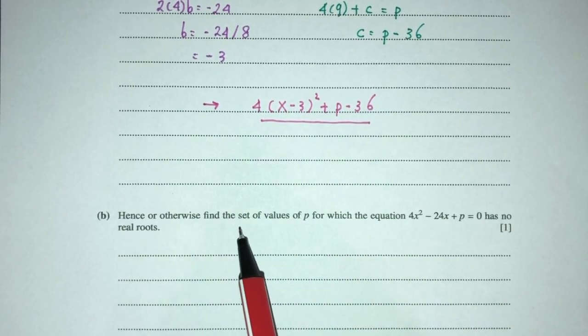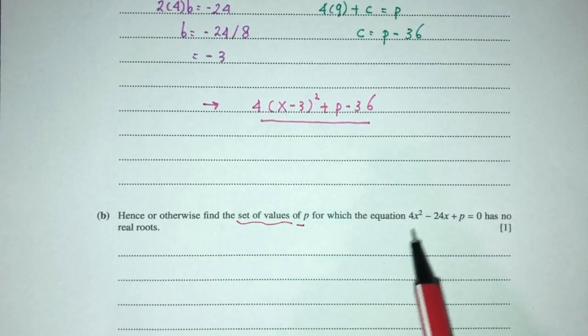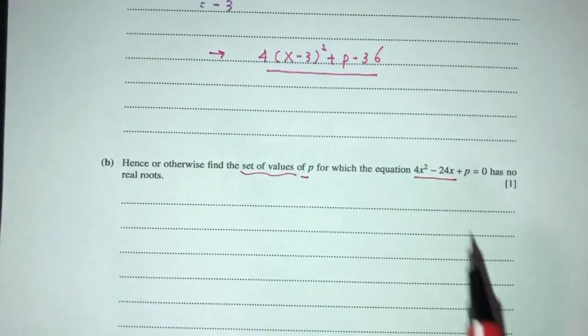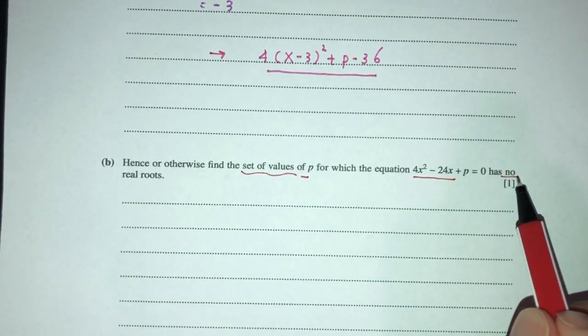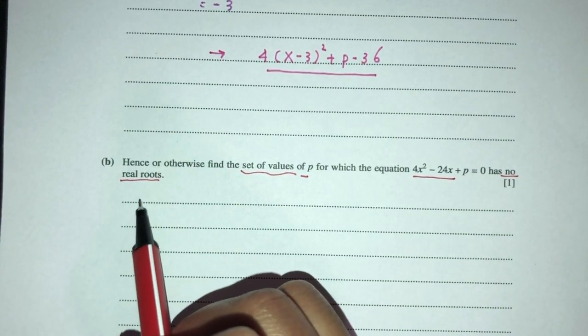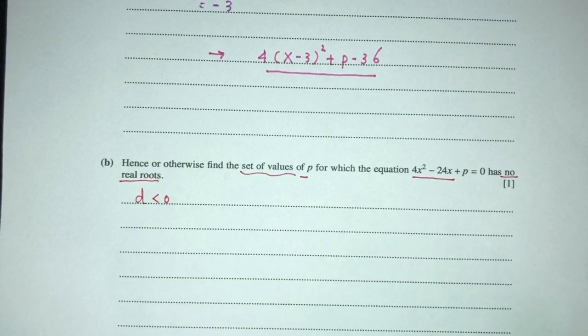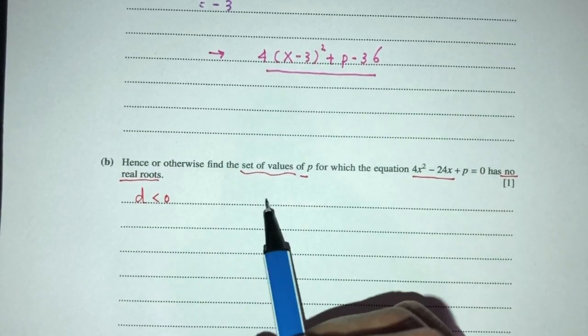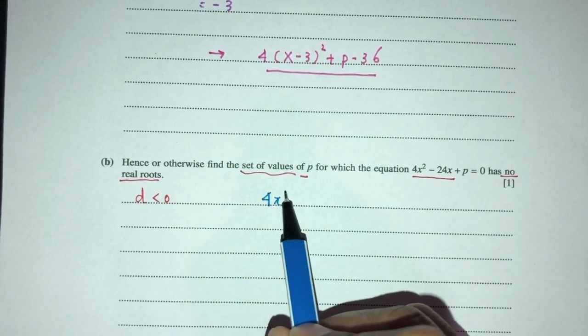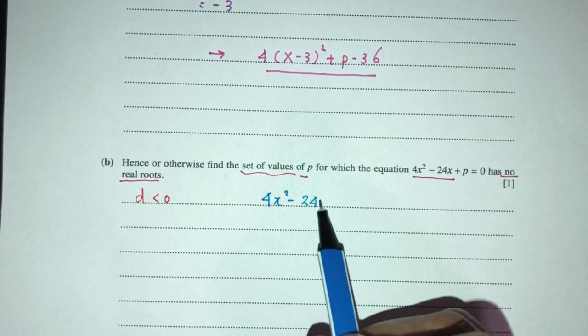Now for part b, hence or otherwise, so we can use that or otherwise, we have to find the set of values of p, for which this equation, which is the same equation right here, has no real roots. So whenever you see no real roots, we always think of what? The discriminant has to be less than 0. Now, just to be consistent, we can just use our normal method that we use all the time. Take the same equation here, which is 4x² − 24x + p.